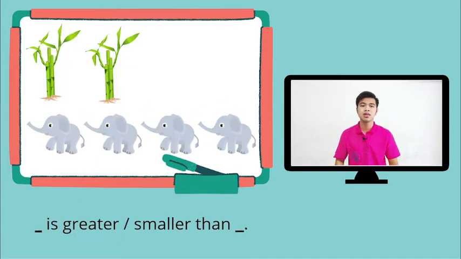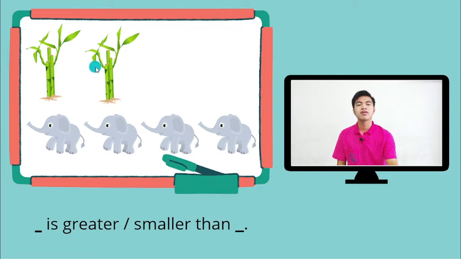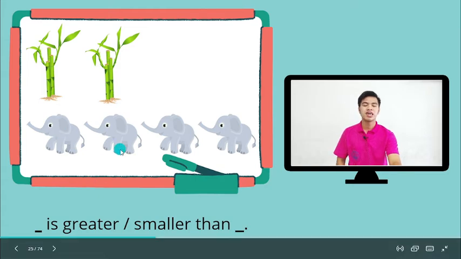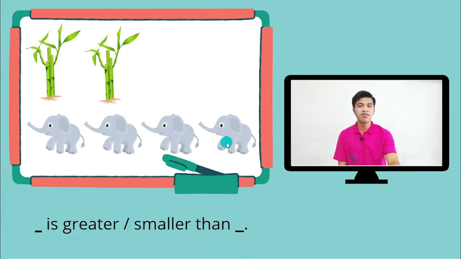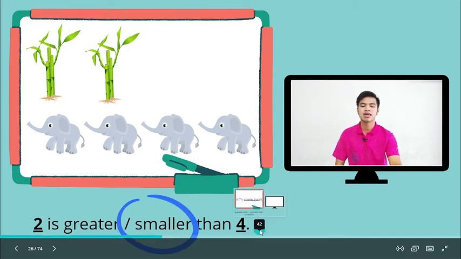Okay? So another one, we have bamboo shoots and elephants. Let's count the bamboo shoots. 1, 2. There are 2 bamboo shoots. And let's count the elephants. 1, 2, 3, 4. There are 4 elephants. So there are 2 bamboo shoots and there are 4 elephants. So we're going to write 2 in here and 4 in here.